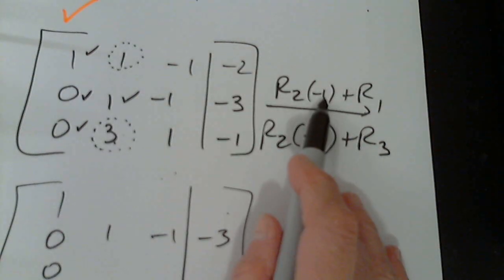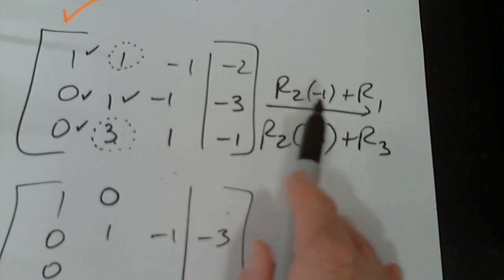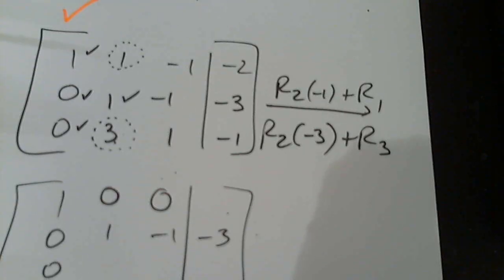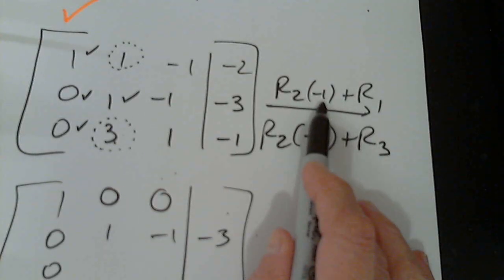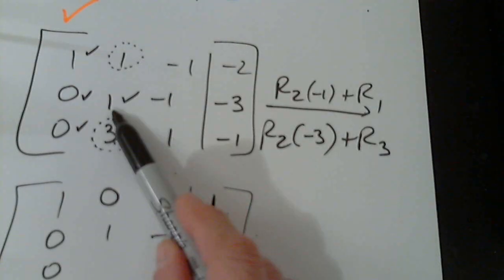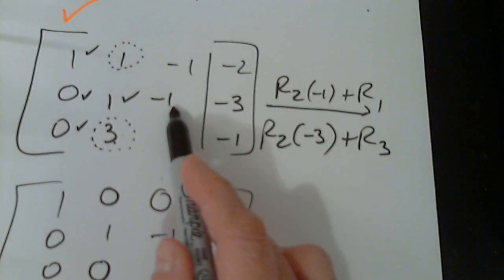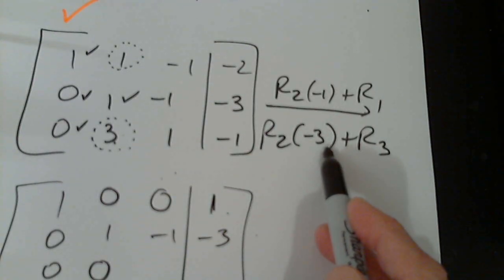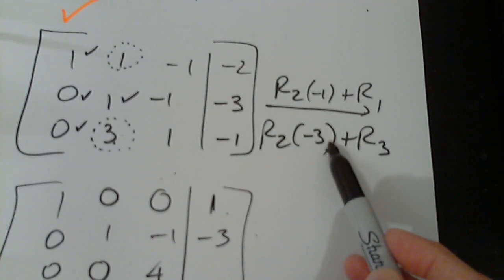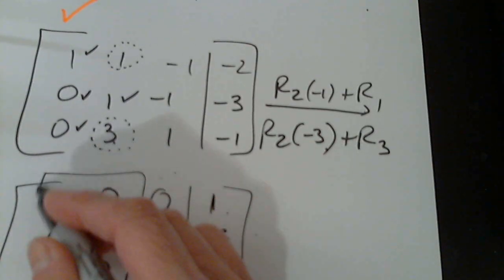One times -1 plus 1. -1 times -1 is +1 minus 1, 0. -3 times -1 is 3 minus 2 is 1. 1 times -3 plus 3, and it's 0. -1 times -3 is 3 plus 1 is 4. -3 times -3 is 9. 9 minus 1 is 8. Big accomplishment.